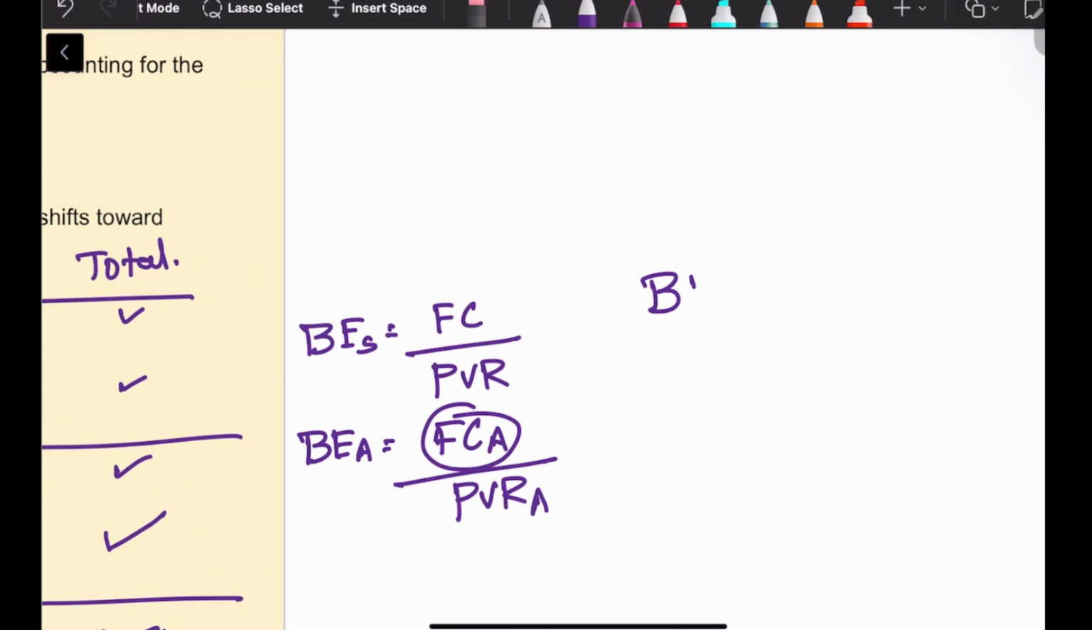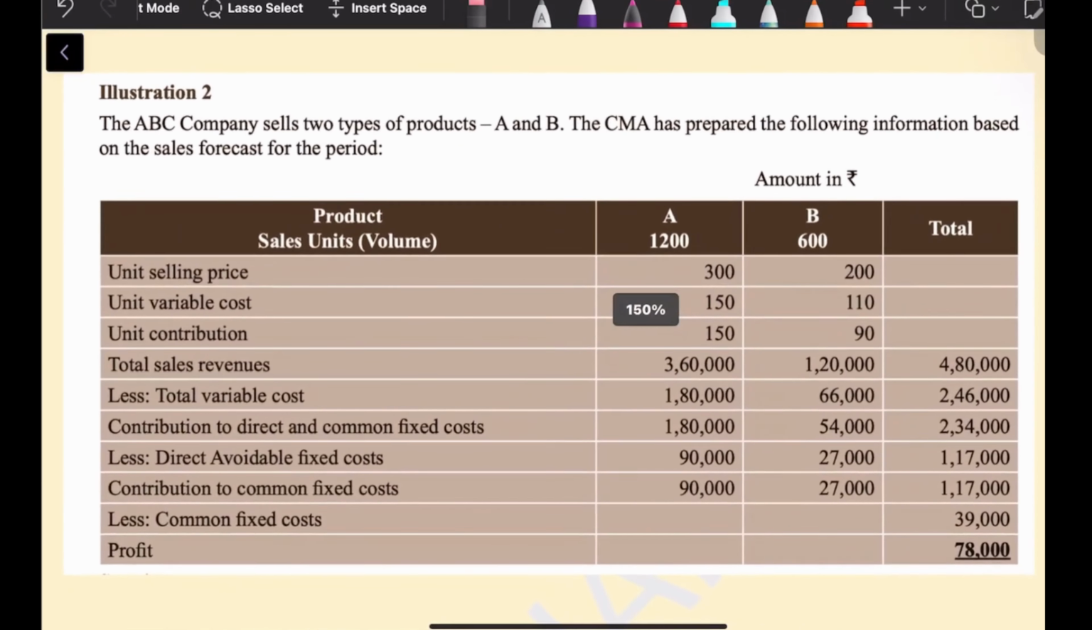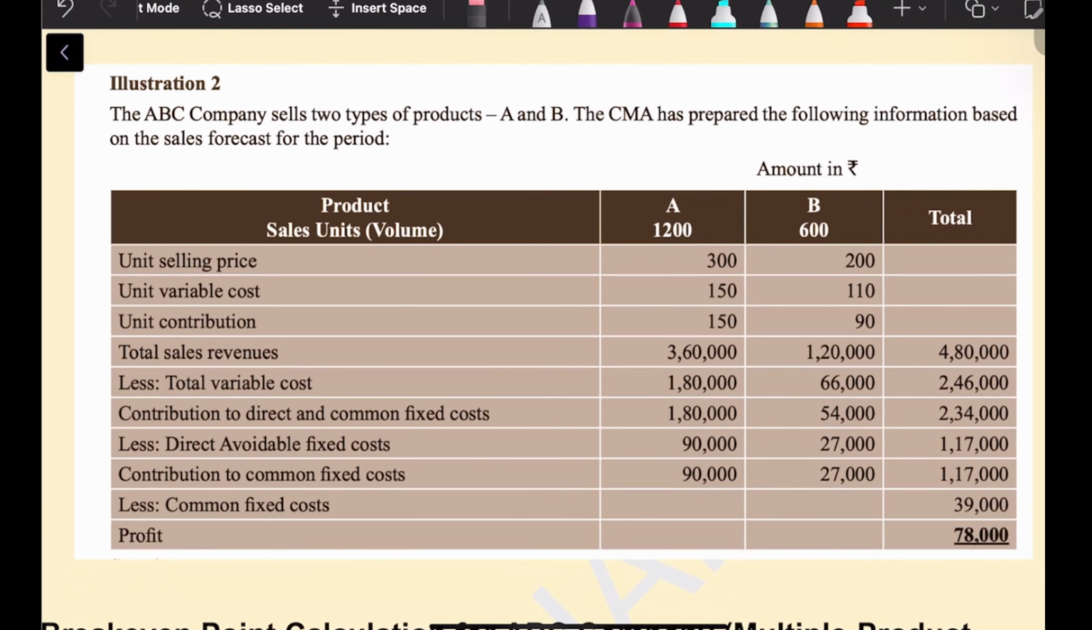So instead of break-even units, instead of fixed cost divided by CPU, this will become weighted average CPU. So we will see how to calculate that weighted average CPU. So let's take this question. This is illustration number 2.